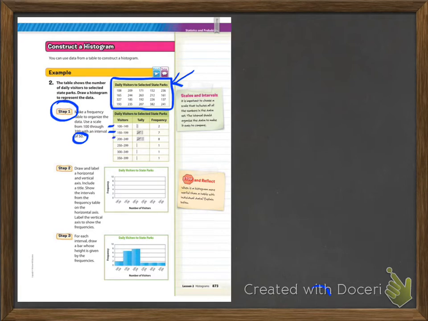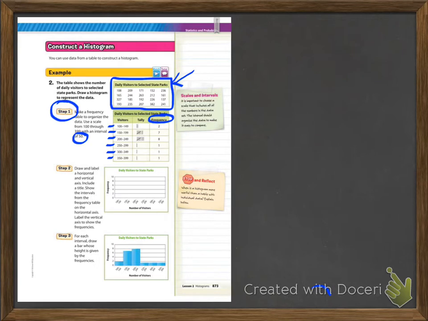This is basically the hardest part, figuring out how you're going to break up your intervals. You don't want to do chunks of 100, because then the information is too broad. It's not going to be specific enough. But you want to make sure that the intervals you choose make your data easy to compare. Once you've determined your intervals, here in intervals of 50, they did their tally marks, and then counted up the tally marks and put in the frequency numbers.